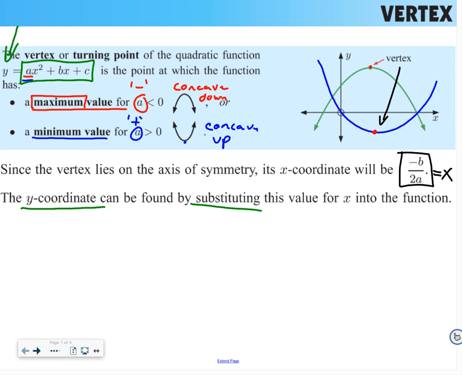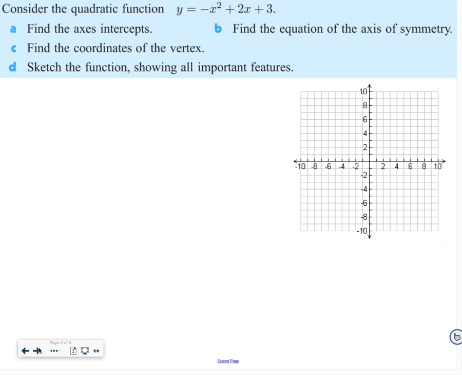So let's look at an example here. Consider this function, y equals negative x squared plus 2x plus 3. I'm going to go through all these steps in order to get a good graph of my function. So, find the axes intercepts.